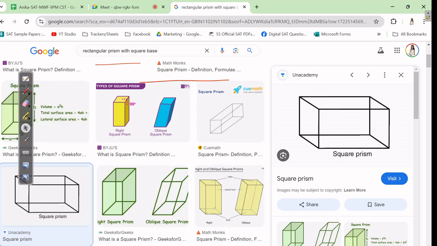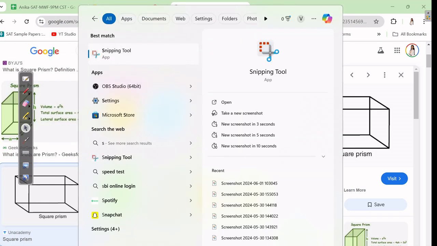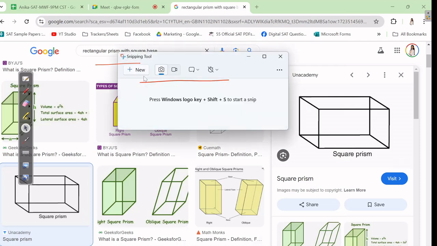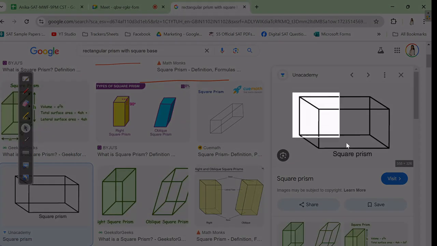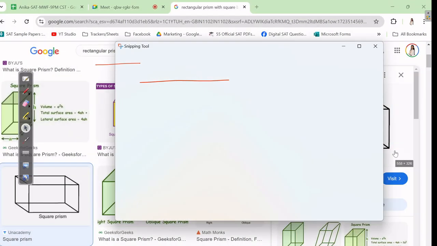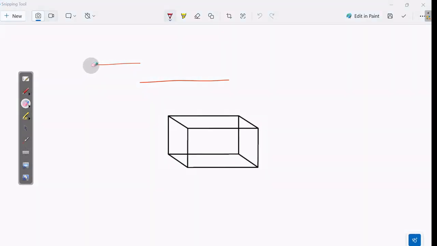Okay, so we have this. This is a rectangular prism, but their bases are square bases, and there are two of them. They have glued them along the square bases. Imagine the other one is glued to this one, and they are identical.